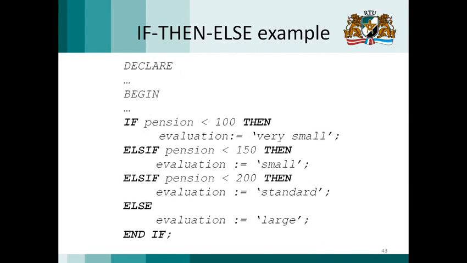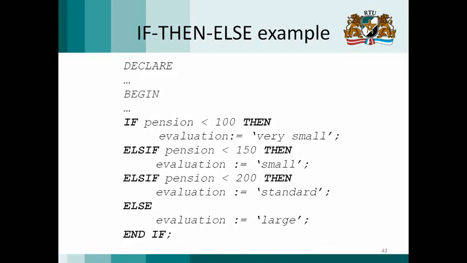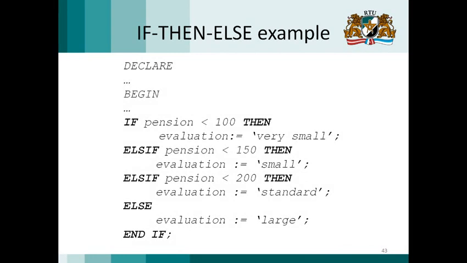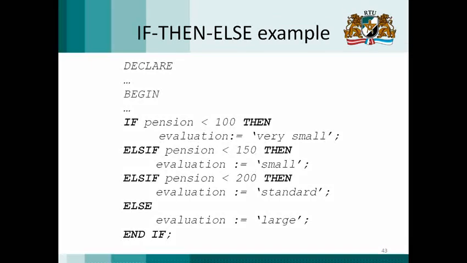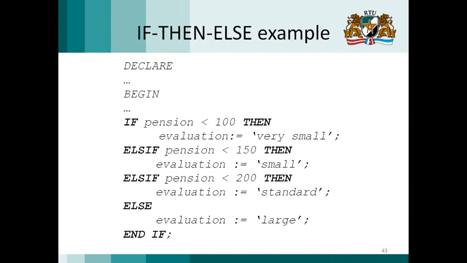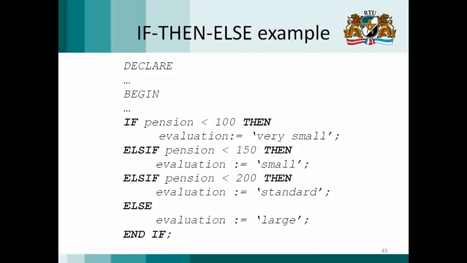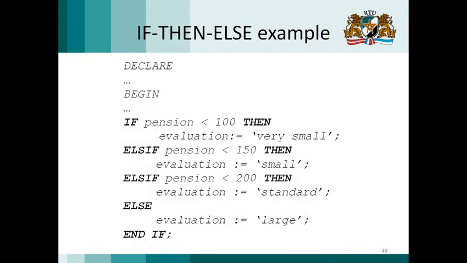And that's it. We go after that right to the end if and do not look at all the other conditions at all. We just look at this one condition. If this condition is not true, so pension is not smaller than 100, then we might check if the pension is smaller than 150. In this case, if it is, it means actually that it is larger than 100 and smaller than 150. Otherwise, it wouldn't have gotten further than this comparison. Then pension is evaluated as small.